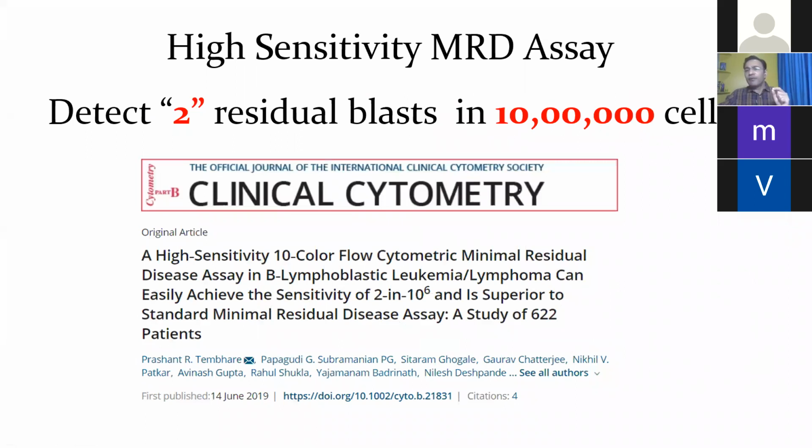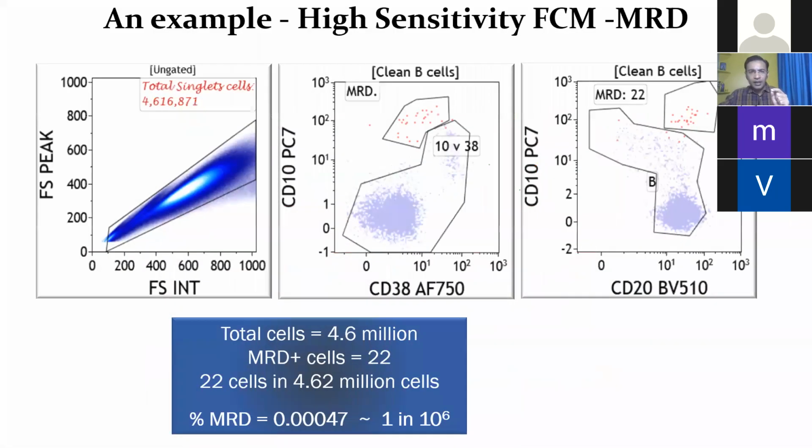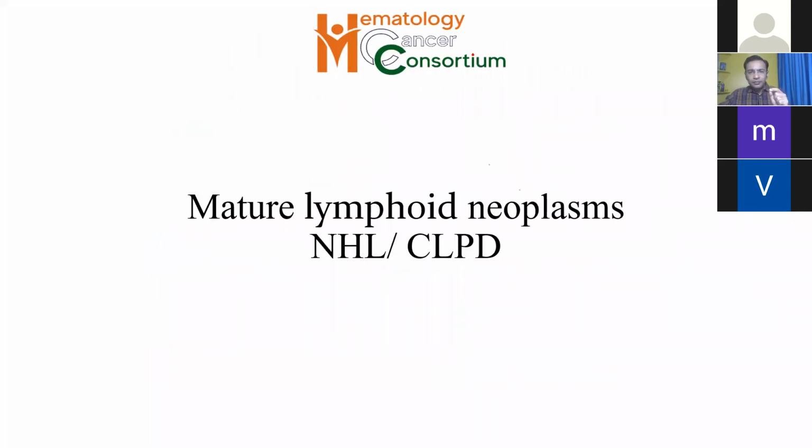We can standardize a high sensitivity assay. We have standardized it in TMH, where we can identify 2 in 1 million cells. So 0.0002 we can go. This is practically equivalent to any molecular based data. We have published this data also. So by flow cytometry, by acquiring millions of cells, we can achieve very high sensitivity for residual disease. This is just an example.